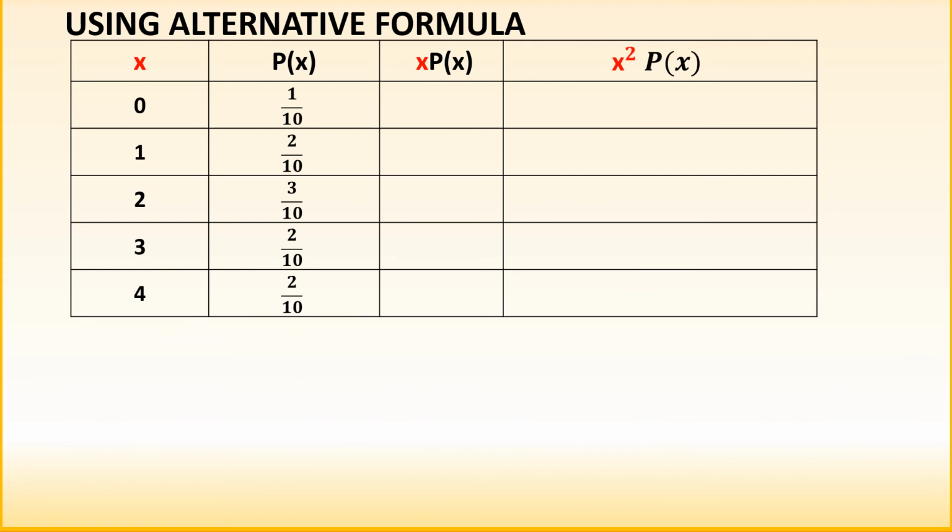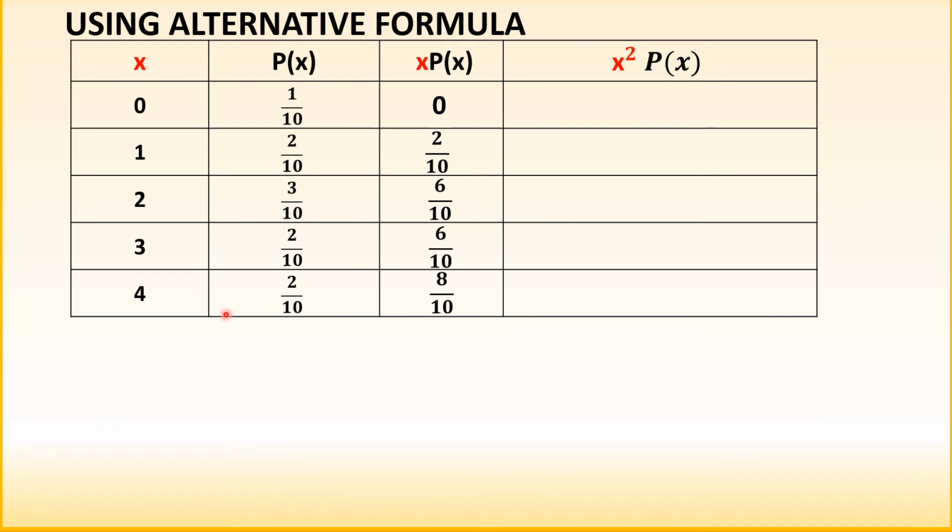So, again, we're going to use the alternative formula. So, sa case natin na to, ang probability of outcome X natin ay fraction naman. So, yung third column natin, multiply ulit natin ang outcome and the probability of outcome X. So, itong dalawa. So, let's have now 0 times 1 over 10 is 0. 1 times 2 over 10 is 2 over 10. 2 times 3 over 10 is 6 over 10. 3 times 2 over 10 is 6 over 10. 4 times 2 over 10 is 8 over 10.